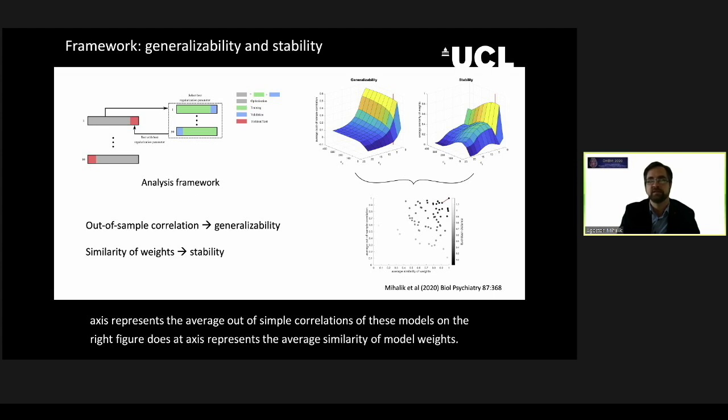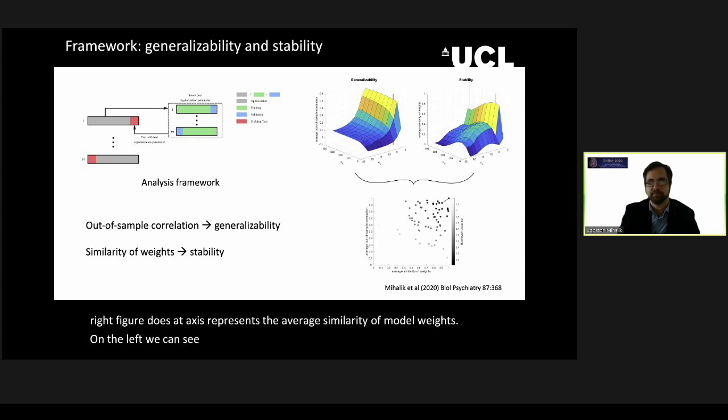On the left, we can see that a relatively large range of sparsity level can provide very similar generalizability. However, we can see on the right that the stability of models has a clear peak. Combining these 2 metrics, we can take advantage of both desirable properties.